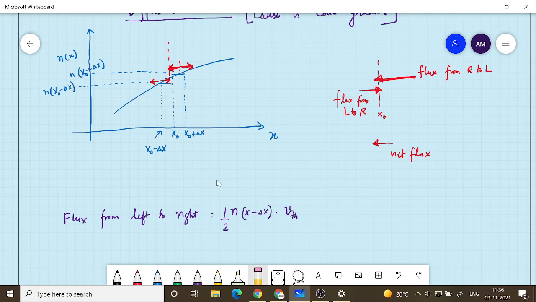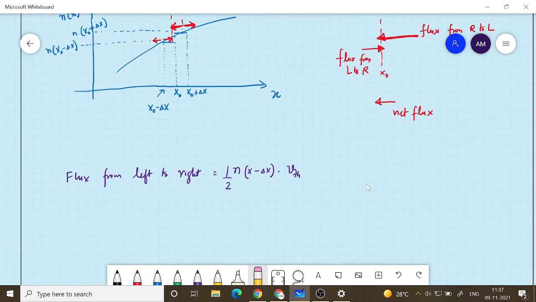Earlier we derived something very similar. First I took area of cross section A. Flux is the number per unit area per unit time. Earlier I said concentration multiplied by drift velocity was our flux. But here there is no drift, it is all random motion. And because it is random, I am saying half of the concentration will move to the right. So that is this.